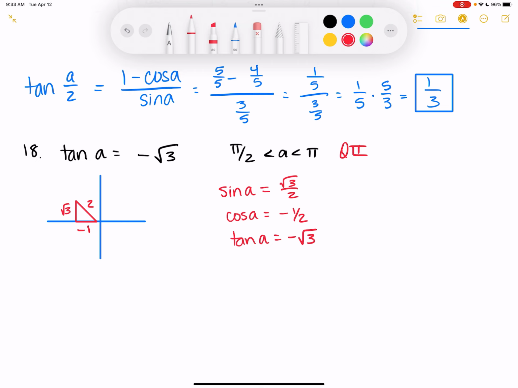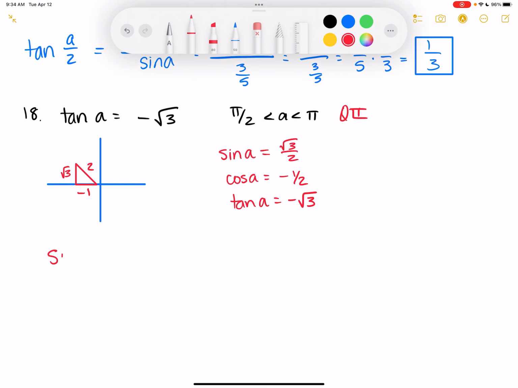All right, double angle formulas are a little easier to plug stuff in because you don't really have the fractions, or at least not as bad. The formula for sine of 2A is 2 sine A cosine A. So then just plug the stuff in. 2 times sine of A, root 3 over 2, times cosine of A, negative 1/2. So I can cancel the 2s, and get negative root 3 over 2. These ones you probably will like the math a little better for, a little less work.